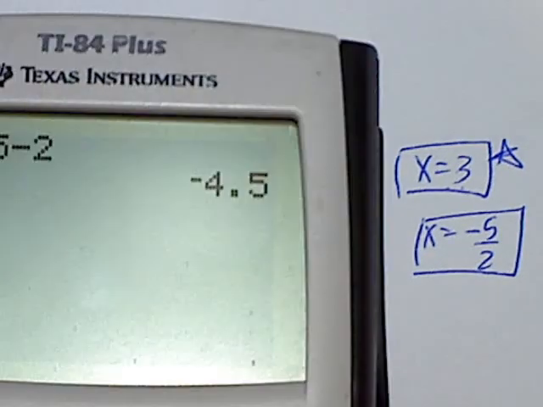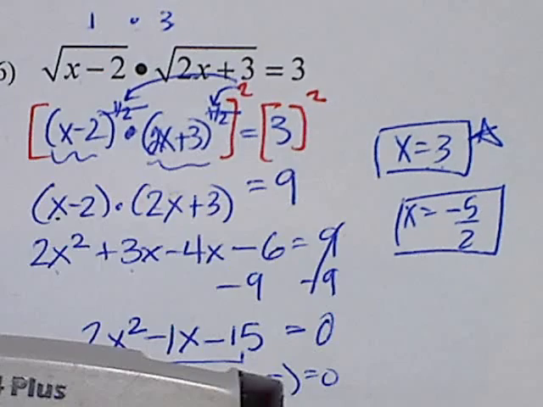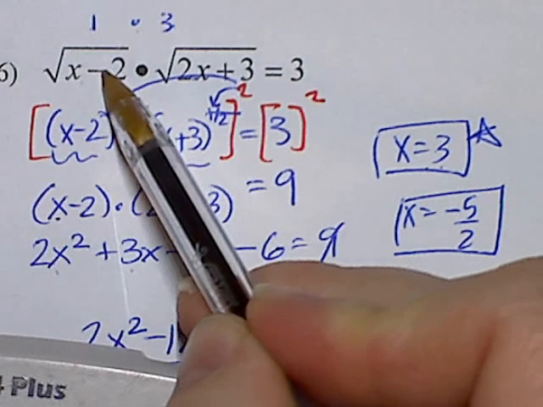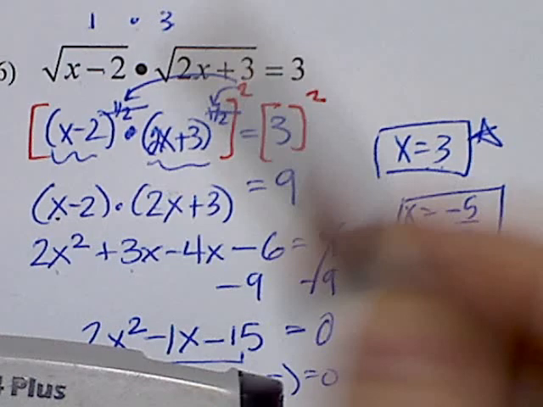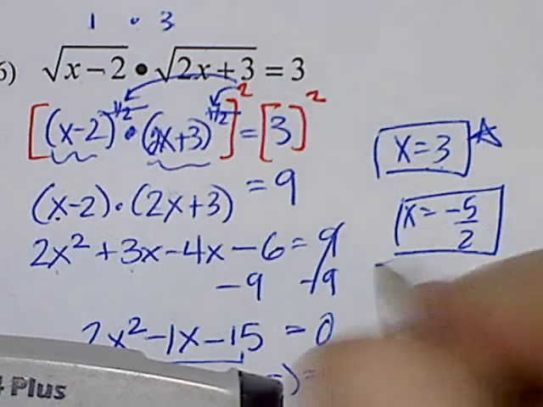We're only working with real numbers. It's not possible to take a square root of a -4.5 because we can't take square roots of negative numbers when we're only working with reals. So this is an extraneous solution.